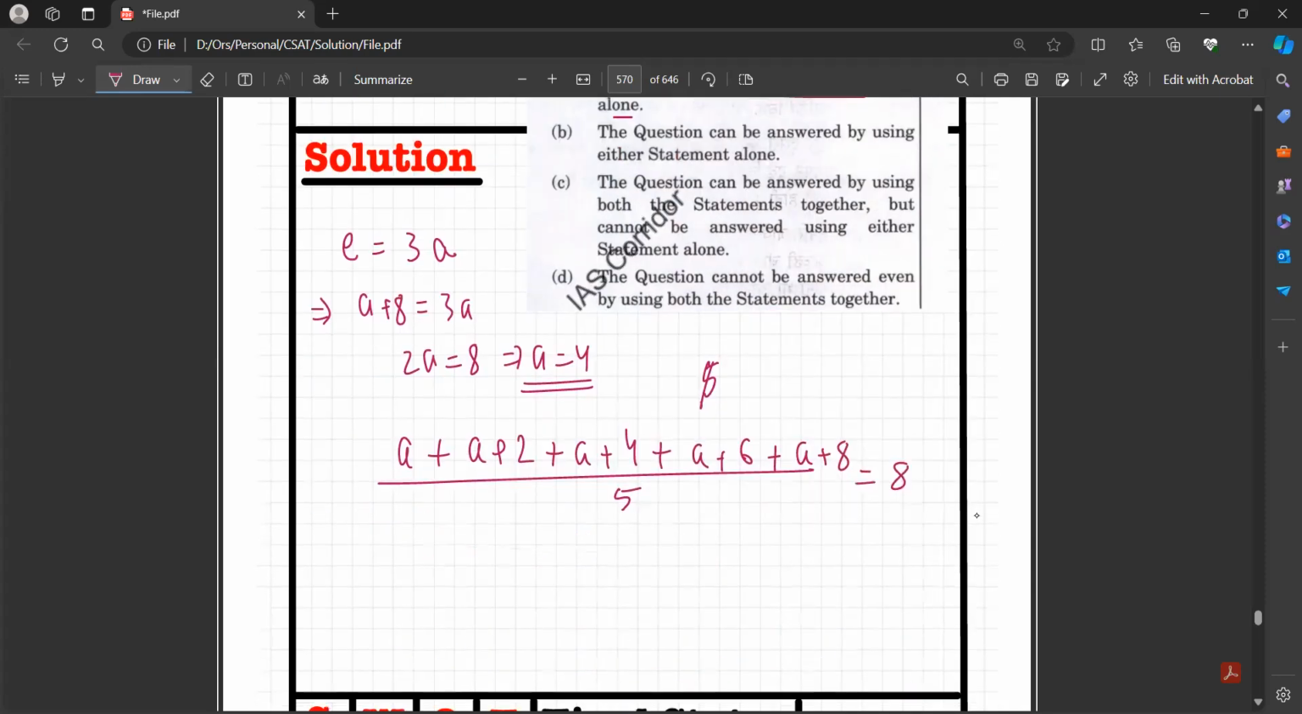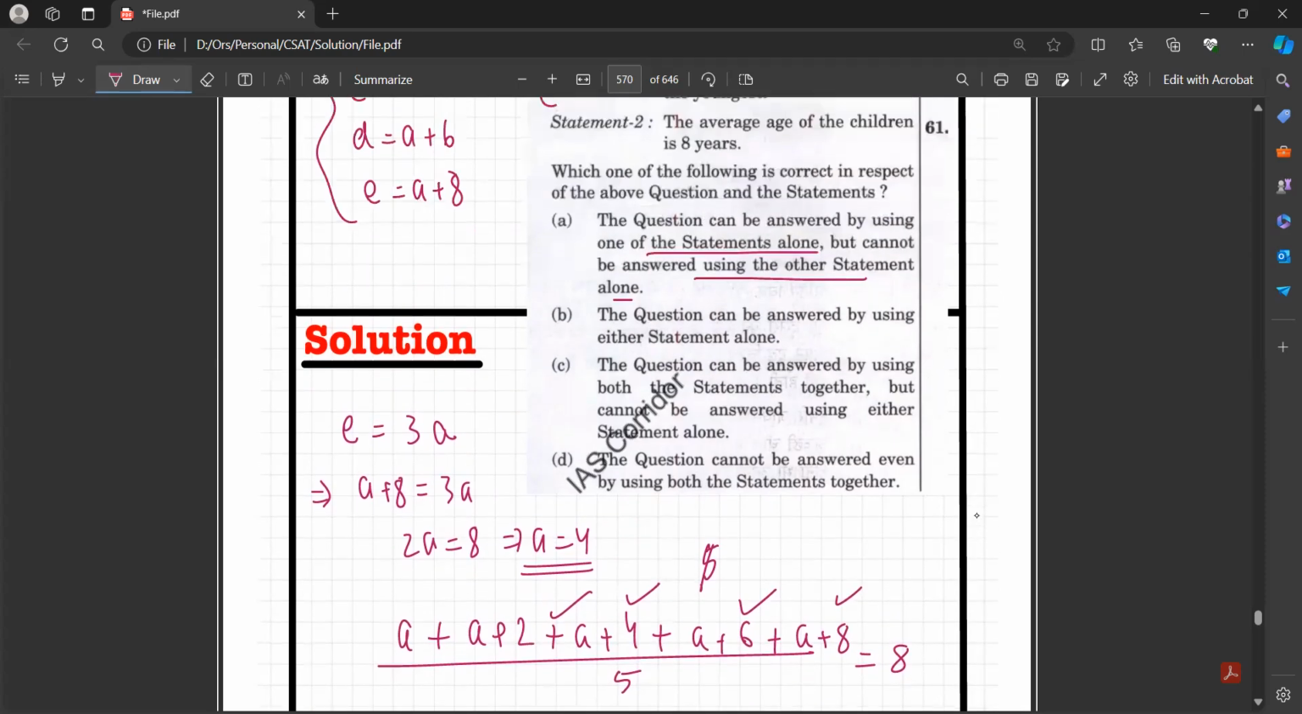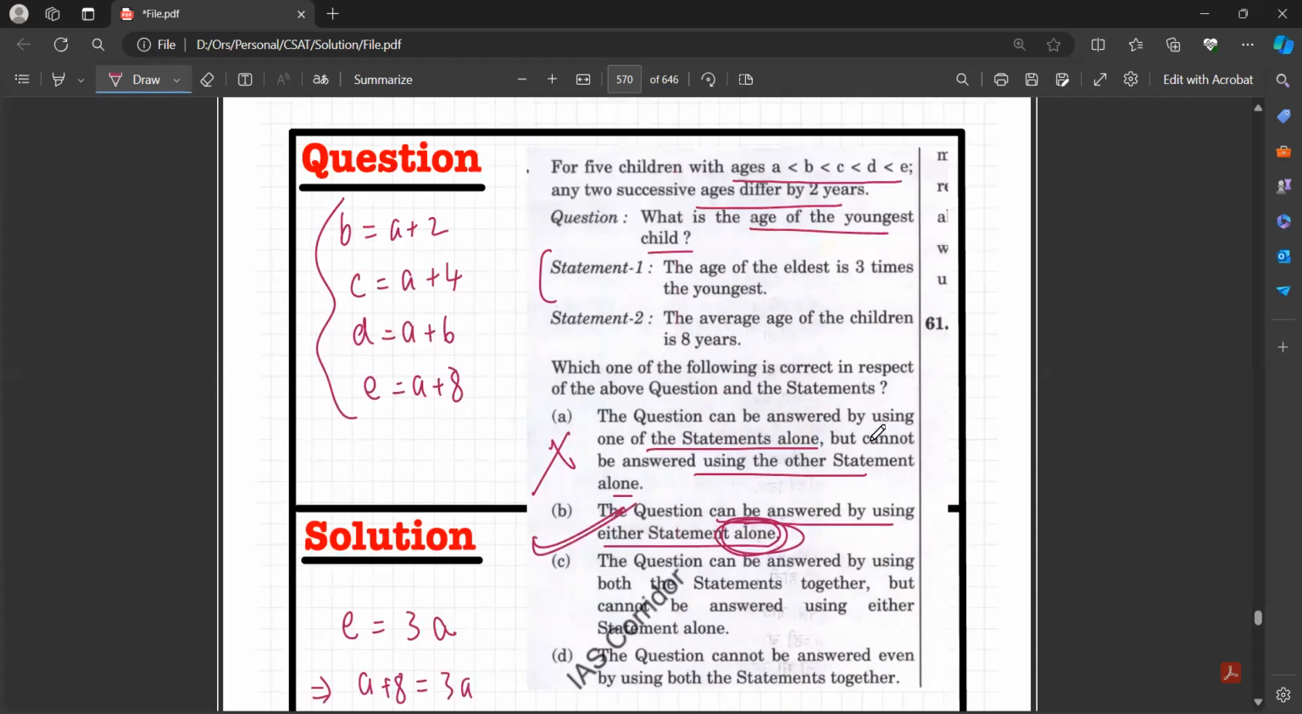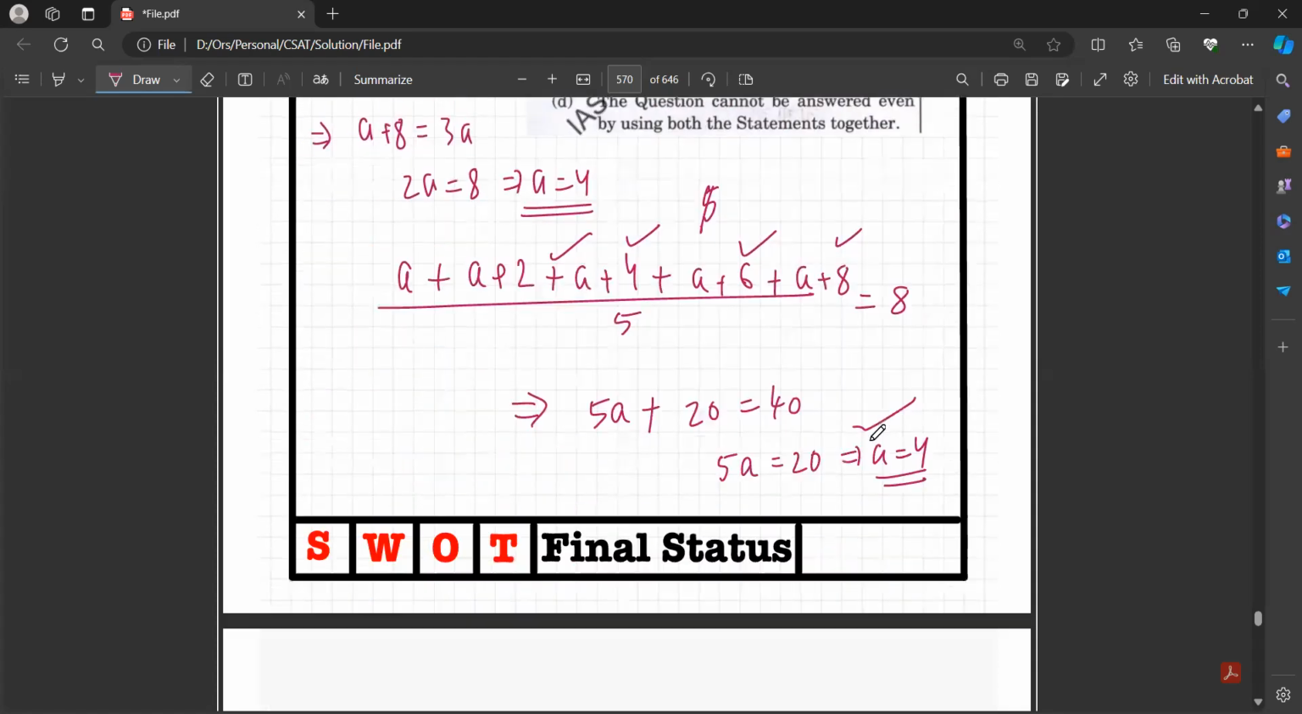Let us solve this. You will get what? 5 times A plus 2, 4, 6, 8, which is 20, equals 40. So 5A becomes 20, A becomes 4. Have you got the age? Yes. So using statement 2 only also you can solve the question. So let us read the statements. Option A is wrong. The question can be answered by using either statement alone. B will be the correct answer. Got it? Clear? Let us go to the next.